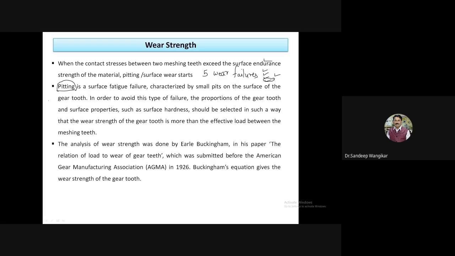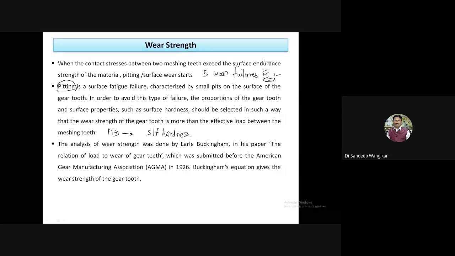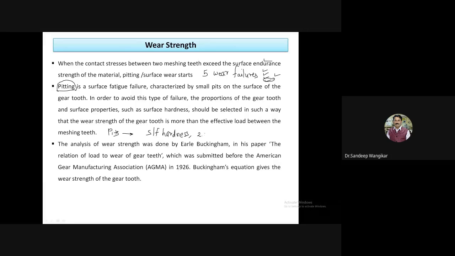Small pits will lead to destructive pitting. In order to avoid the small pitting, the surface endurance strength should be high. And how can the surface endurance strength be made higher? First, select a material having good surface hardness. If good surface hardness is not there, then, as we have discussed, the second point is a treatment for increasing the surface hardness.